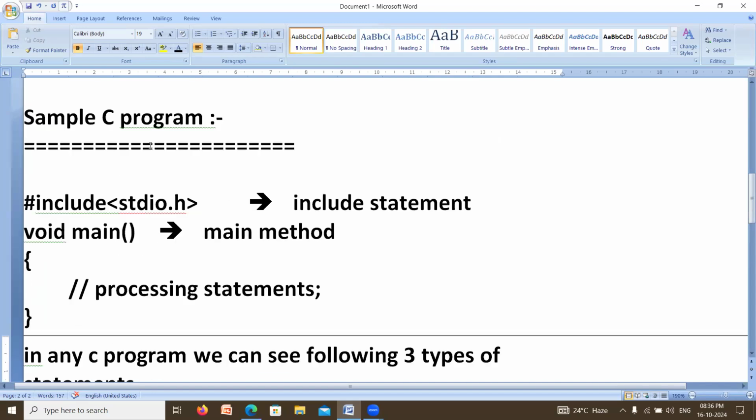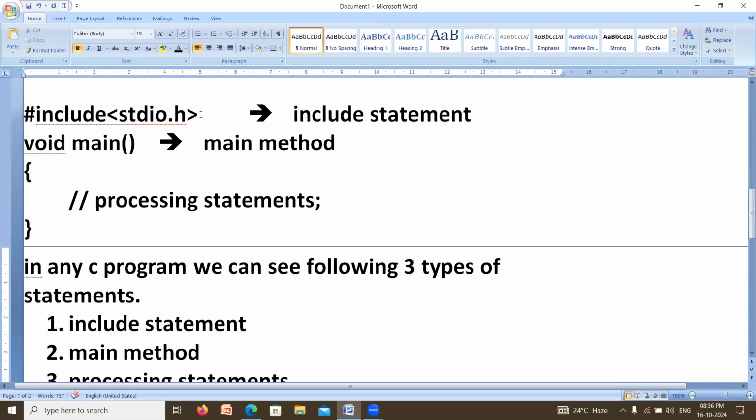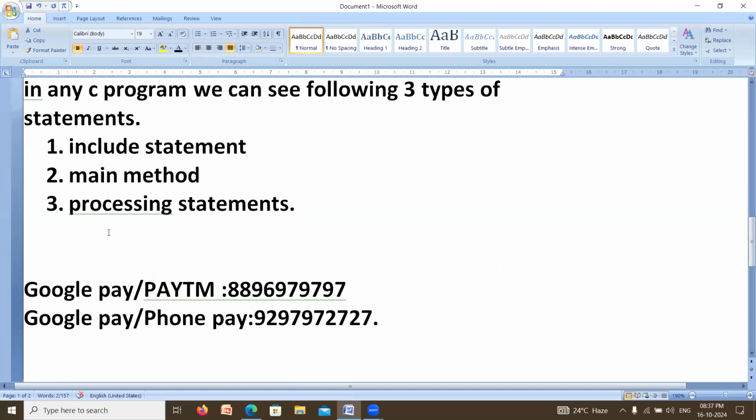Now we need to understand why this line of code. We need to understand why we need to write these lines of code. First one, I am going to explain what is include statement.